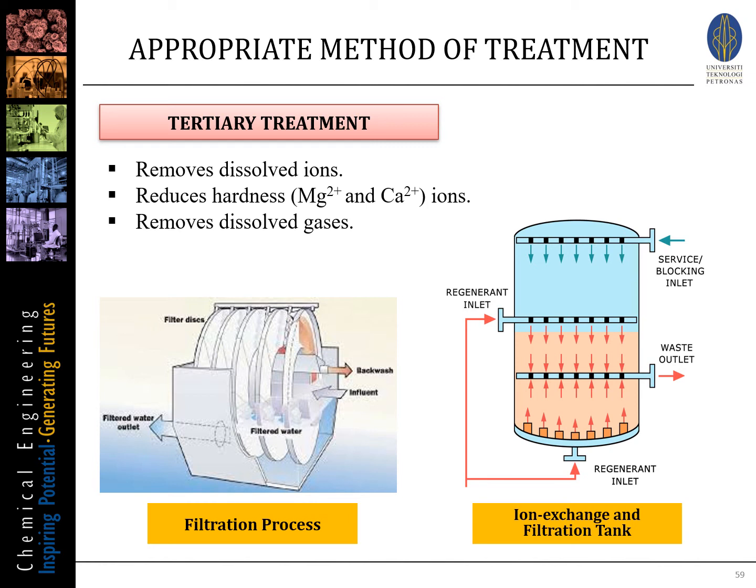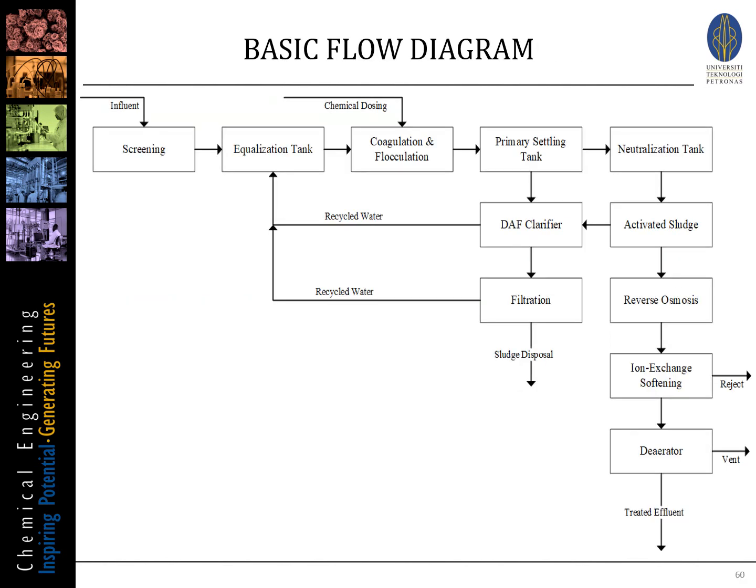In the ion exchange tank, the purpose is to remove dissolved ions to reduce the hardness of the water, so we will be reducing magnesium and calcium ions. In the filtration, suspended solids are filtered out and the treated effluent will be released into the water body. To look back, the overall basic flow diagram is shown.